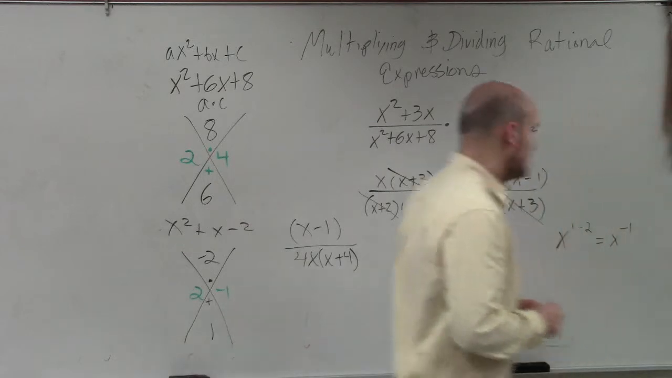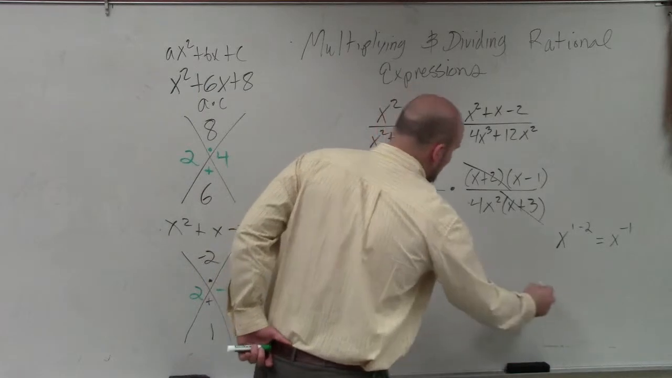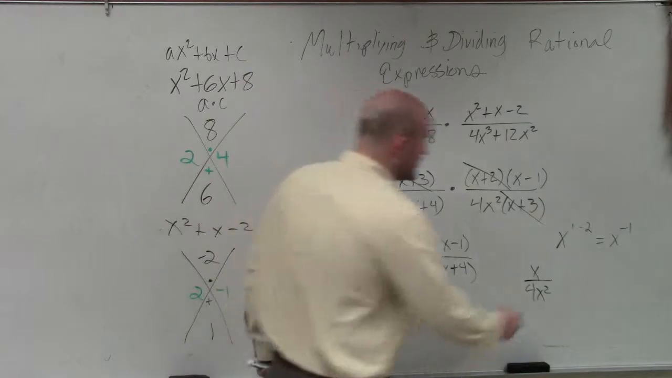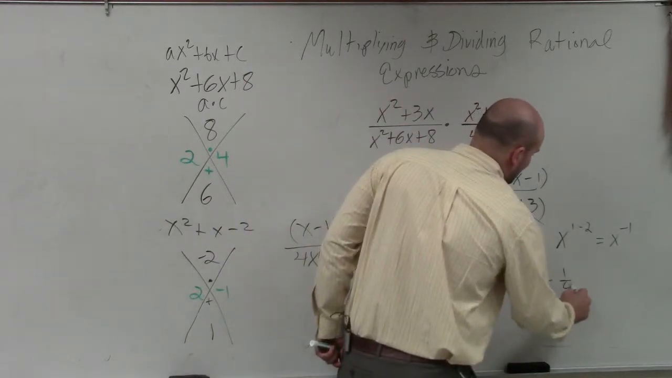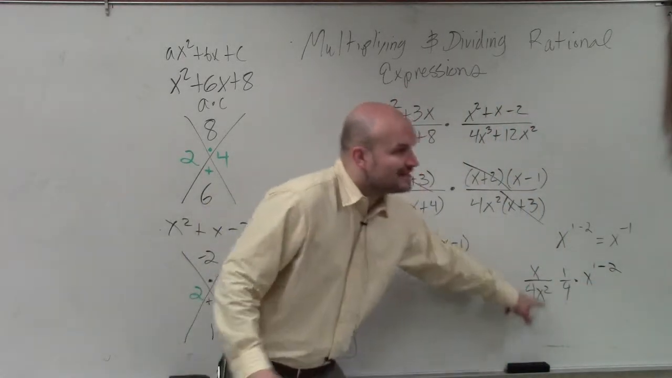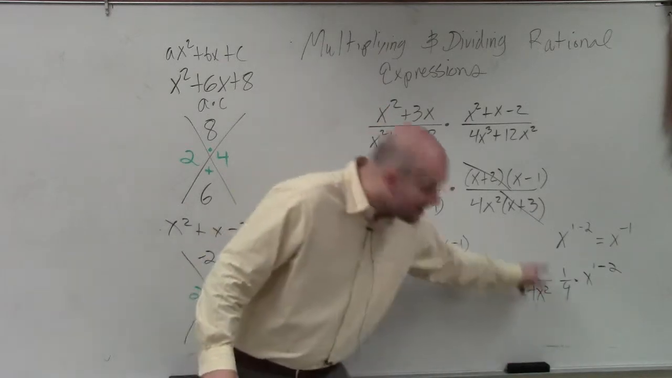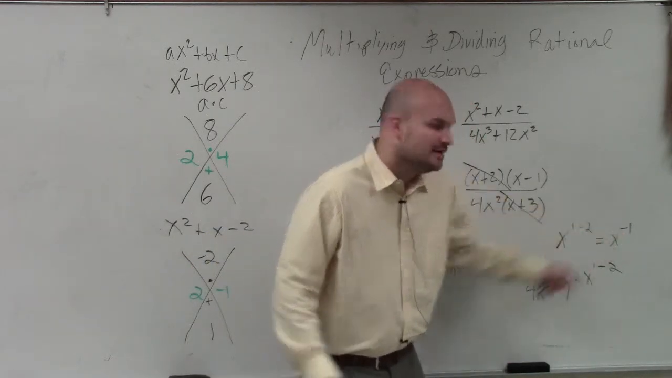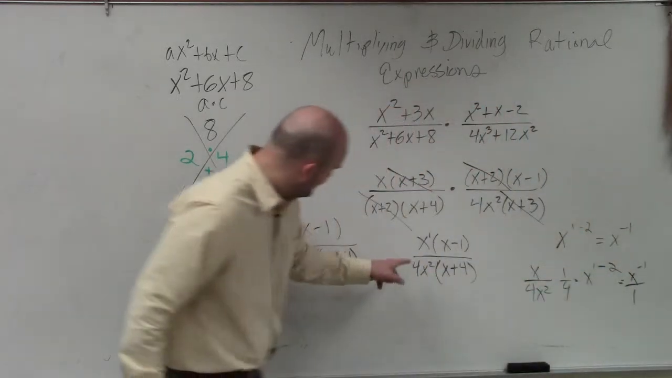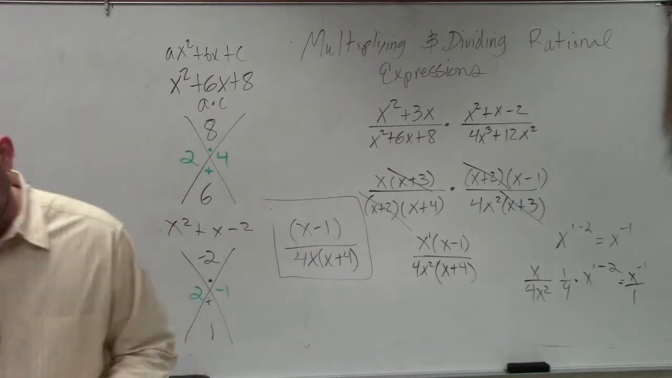What did I do? Basically, I separated this into two problems. I separated this into the problem x divided by 4x squared. How do we simplify that? If you remember, we do 1/4 times x to the first minus 2. You subtract the powers. Rules of exponents. Subtract the powers. That gives you a negative 1. When you have a negative 1 in the numerator, you have to put it in the denominator for it to be positive. So that is your final answer.